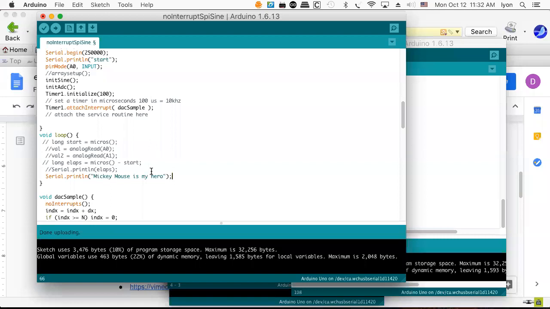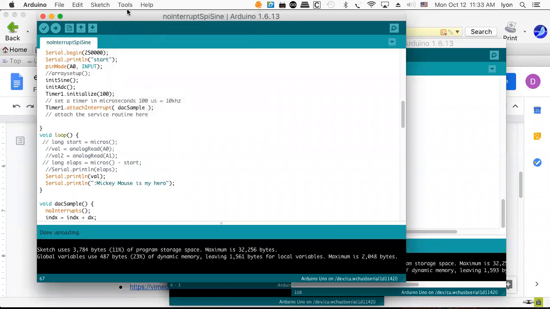So what we'll do while Mickey Mouse is my hero is, maybe we can output here. Serial.println val. And then we'll put in a space or perhaps a colon there. And then let's see if we can get a clean sine wave, even though we have all this printing going on. Because normally that printing would interrupt a whole bunch of stuff.